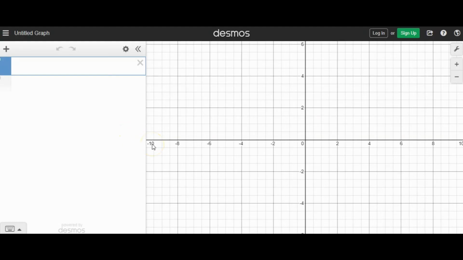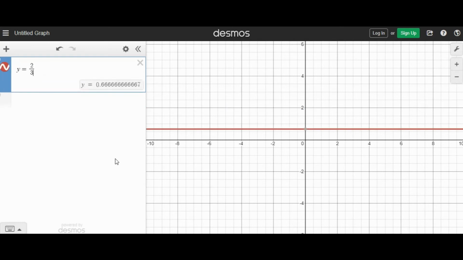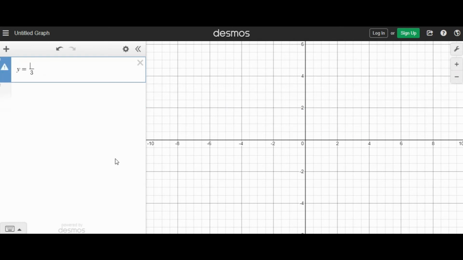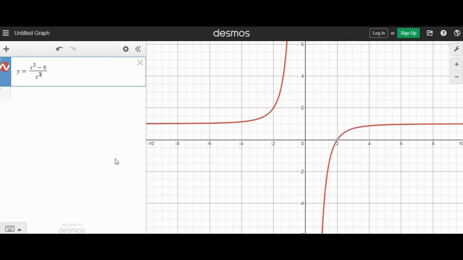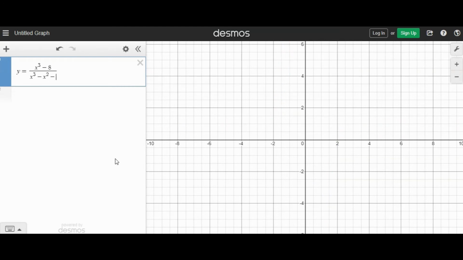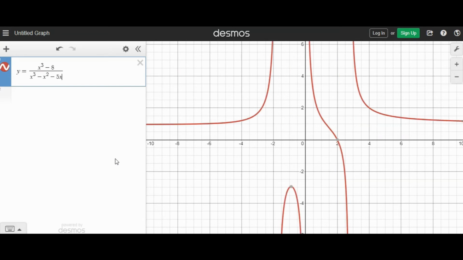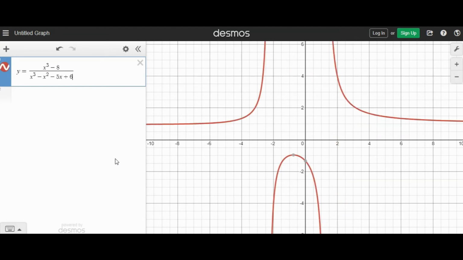Okay, here we are in Desmos. So let's go up here and we'll key in our function. y is equal to, let's see, let's create a fraction first, with the numerator x to the third power minus 8 over x to the third power minus x squared minus 5x plus 6.